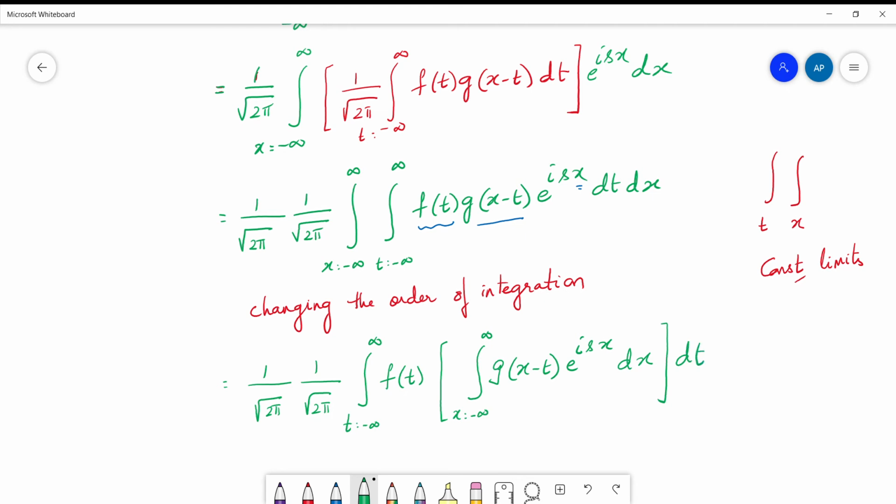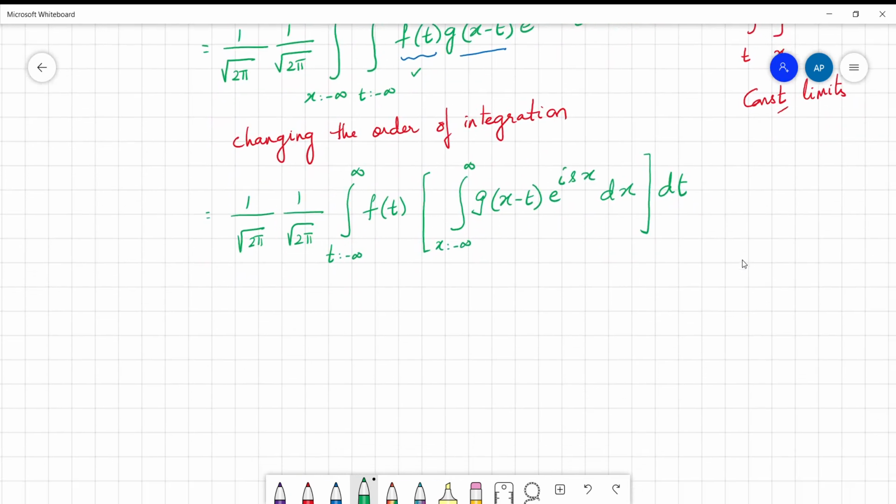We have now completed changing the order of integration. What did we do? We simply interchanged the two integrals of x and t, writing t outside, and we combined with that integral the term containing t alone, which is f of t. The remaining two terms had x in them, and so we attached them with the integral pertaining to x. Integration is done with respect to x. Outer integral is done with respect to t, and this completes the rearrangement of the integral.